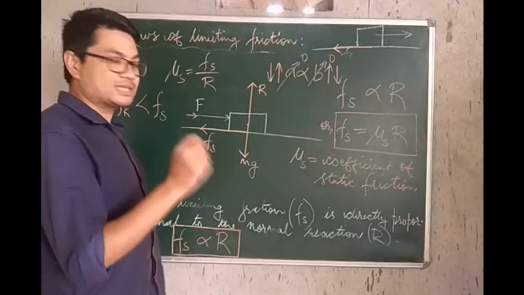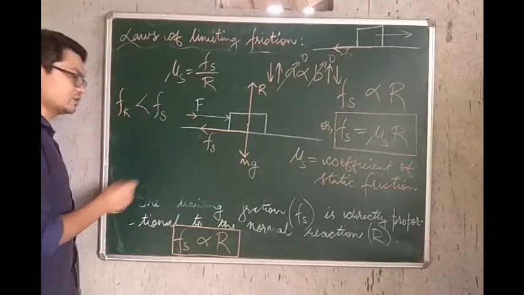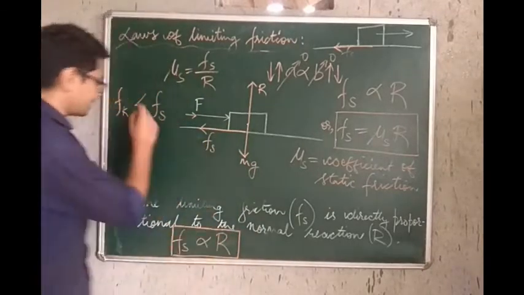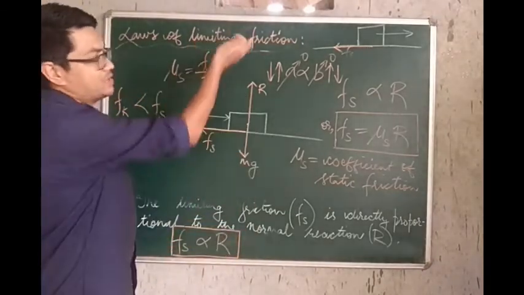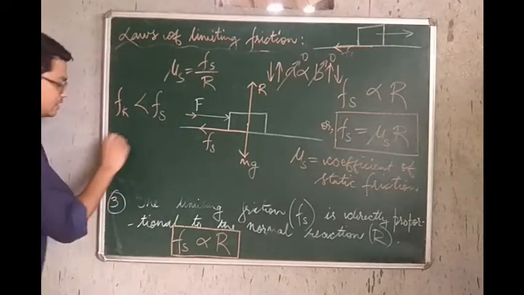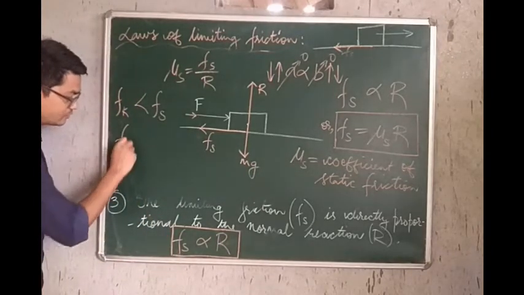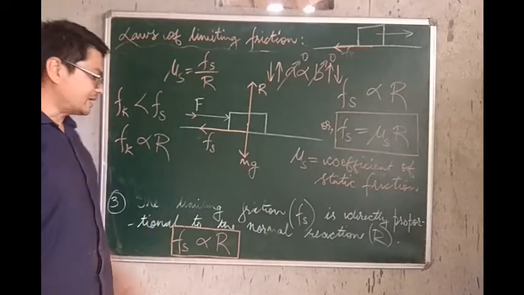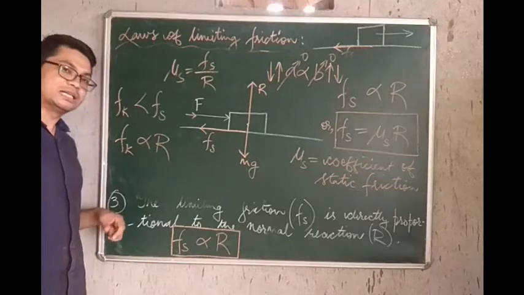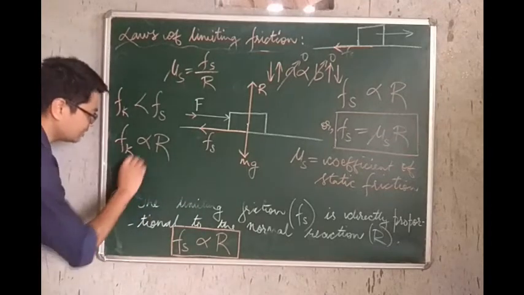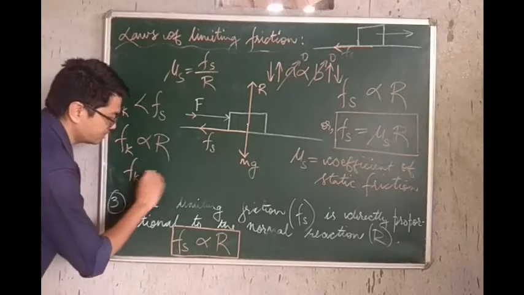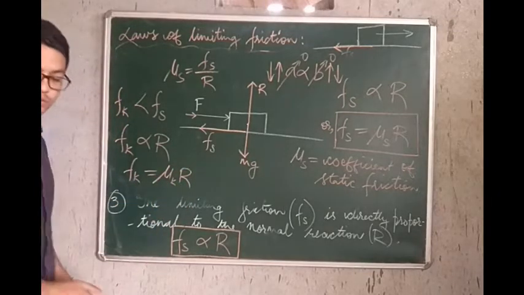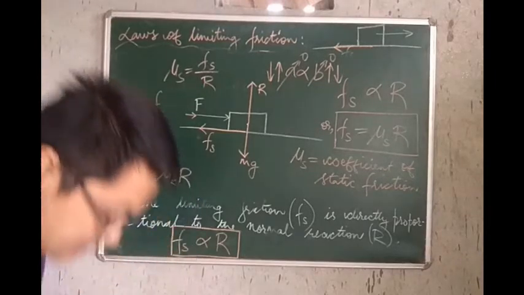And once the body starts moving, like I said, we talk about kinetic friction, and for kinetic friction also the same three laws for limiting friction are valid. Kinetic friction is directly proportional to the normal reaction. That is, greater the weight of the body, more will be the kinetic friction. Thereby, we get kinetic friction is mu k into R, where mu k is now the coefficient of kinetic friction.